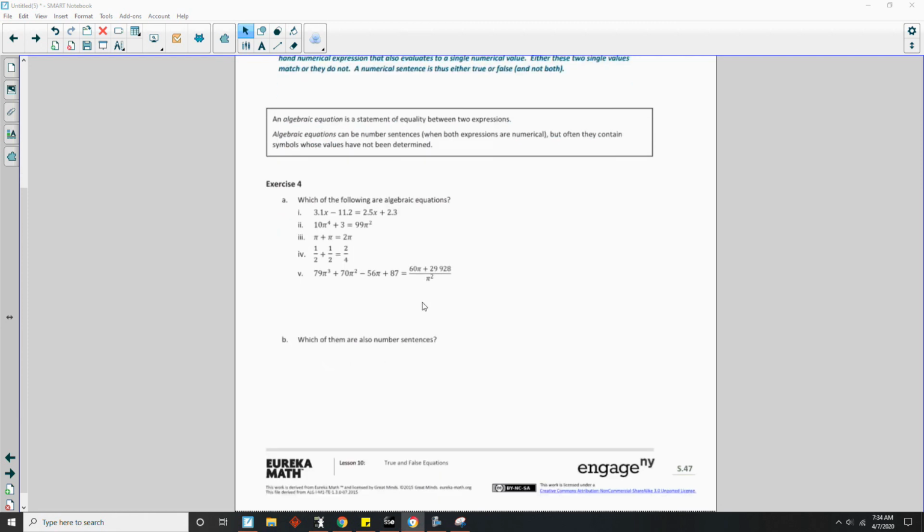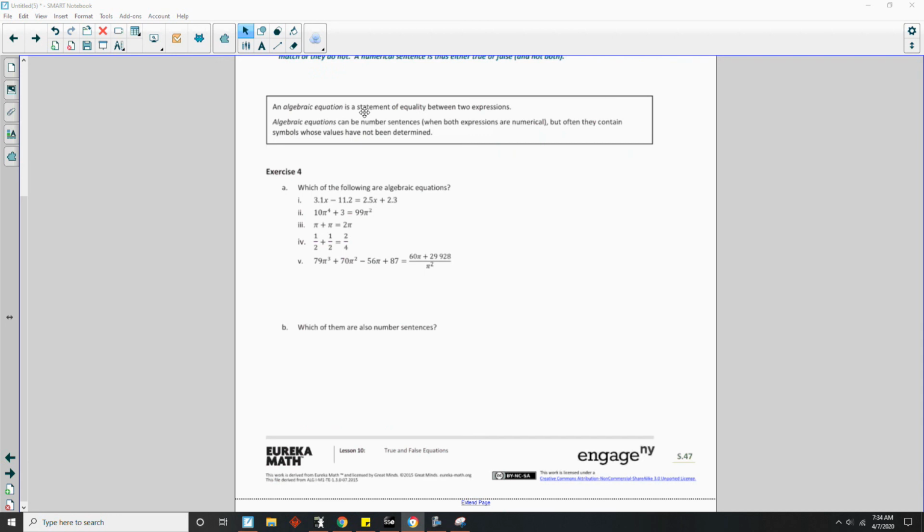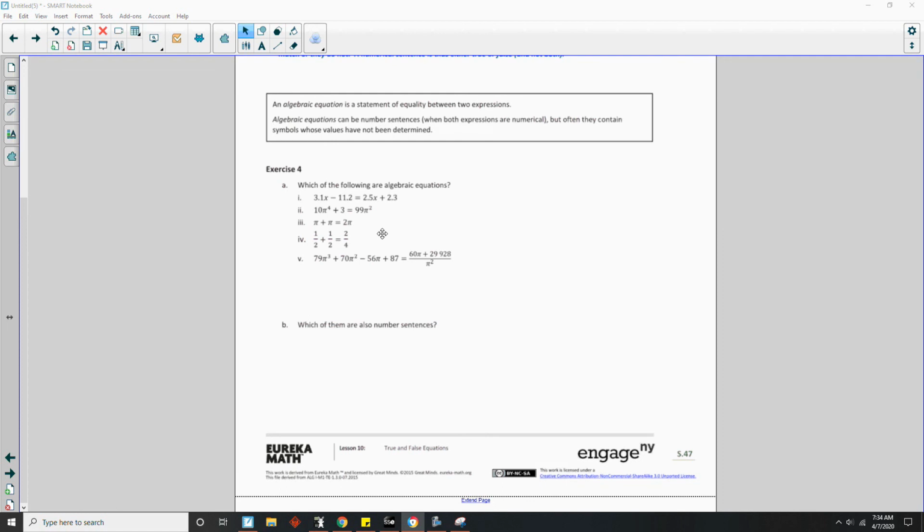Okay, so then we have this statement here. An algebraic equation is a statement of equality between two expressions. Algebraic equations can be number sentences when both expressions are numerical, but often they contain symbols whose values have not been determined. Okay, so exercise 4 says, which of the following are algebraic equations?